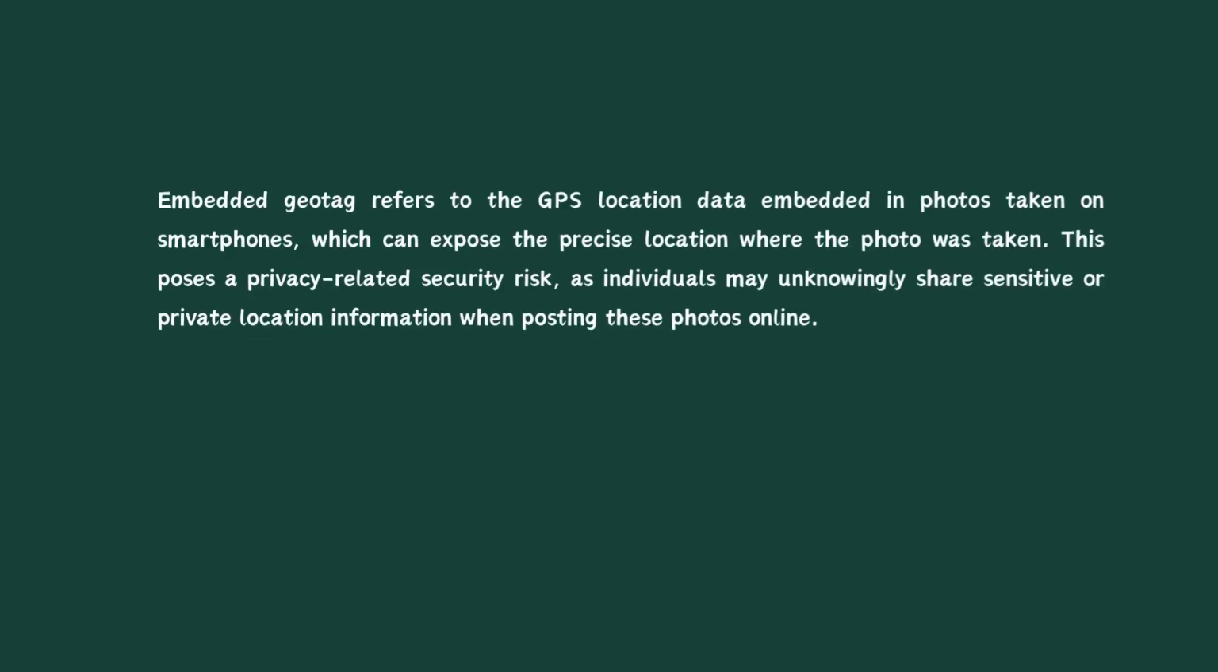Embedded geotag refers to the GPS location data embedded in photos taken on smartphones, which can expose the precise location where the photo was taken. This poses a privacy-related security risk, as individuals may unknowingly share sensitive or private location information when posting these photos online.